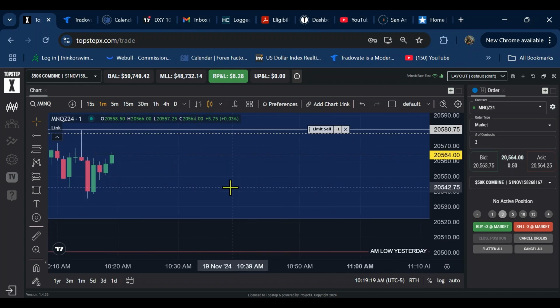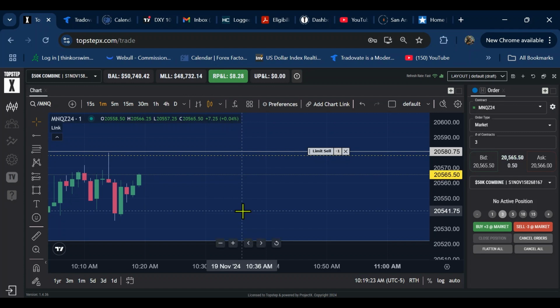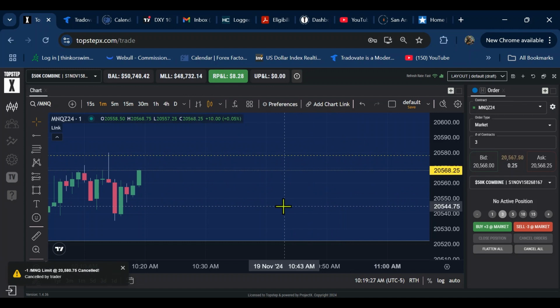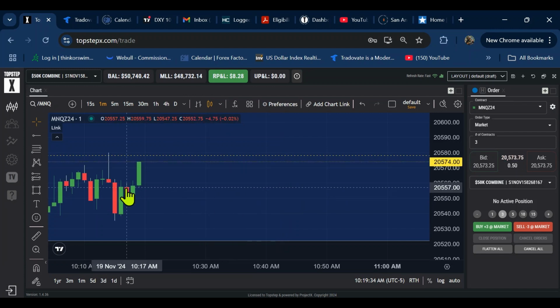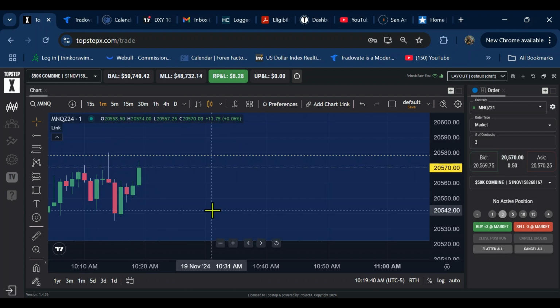In a seek and destroy environment like we're in right now, I don't want to fill that order because I'm not in the mood to take any high probability or low probability trades. But just watch how it reacts when it tops that candle right there. If it tops that candle right there, watch how it reacts.